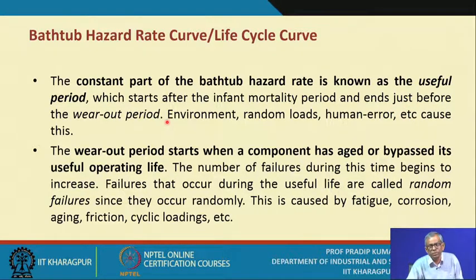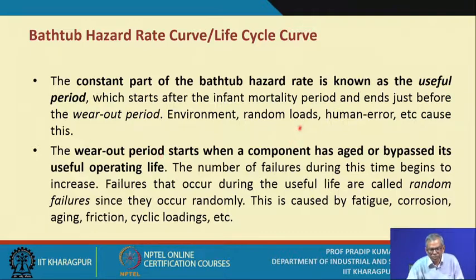period. Is it okay? That means when you declare the product to be an aged one and quite old, and you assume that the aging process has started. Is it okay? So the environment, random loads, human error, etc. cause this. Is it okay? So you might ask why the failure rate does not come down to 0. So obviously there will be some uncontrollable noise factors. Is it okay? Like say the environmental conditions, right?